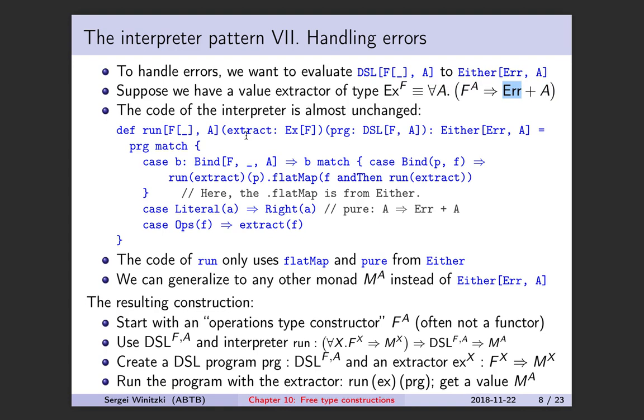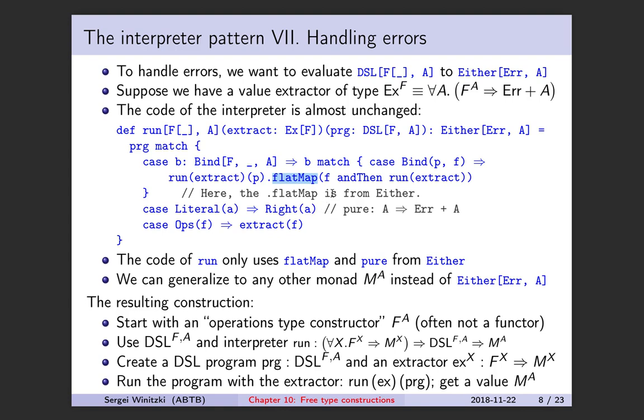And the code of the interpreter is almost unchanged, except the pure needs to put the literal case class, it's a pure function in the monad, it needs to put this into the right or the either. And the bind needs to use the flat map on the either. Other than that, it's exactly the same.